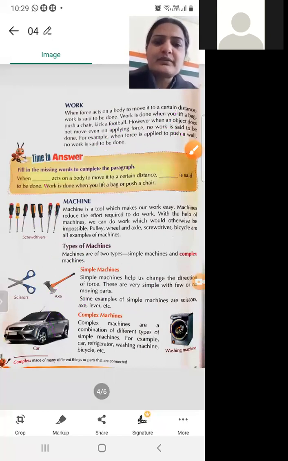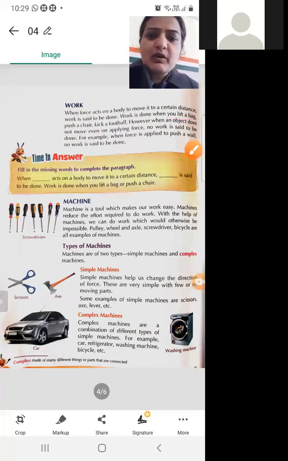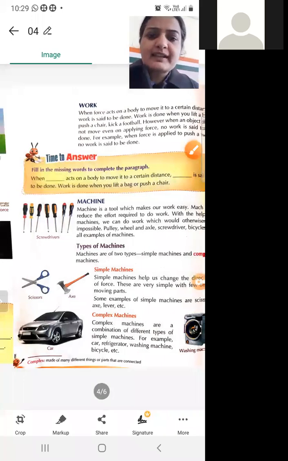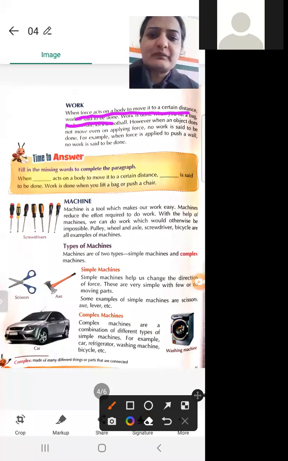So what do you mean by work? And what are the examples of work? Lifting a bag, pushing a chair, kicking a football. So these are examples of work done. And how is work done? When force acts on a body, and if it moves a certain distance, then work is done.